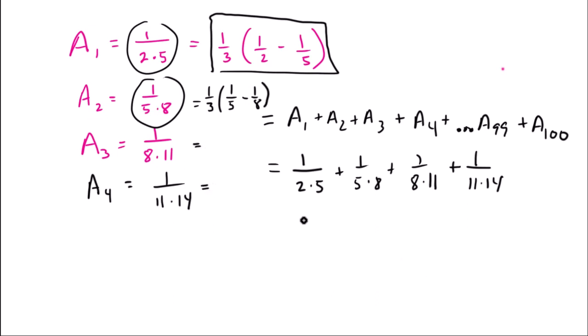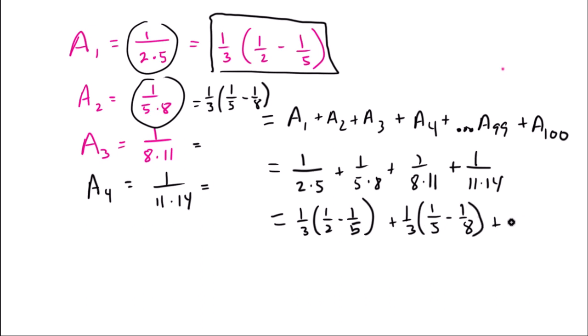So what does that work out to be? Let's do that substitution. That's 1/3 times (1/2 minus 1/5), plus 1/3 times (1/5 minus 1/8), plus 1/3 times (1/8 minus 1/11). And I could essentially keep going. Well, does that show me any pattern here that I might be able to work with? Maybe not yet, but I do see something.